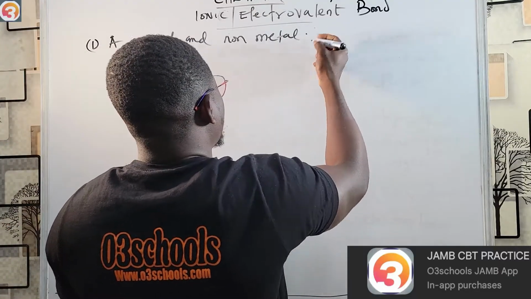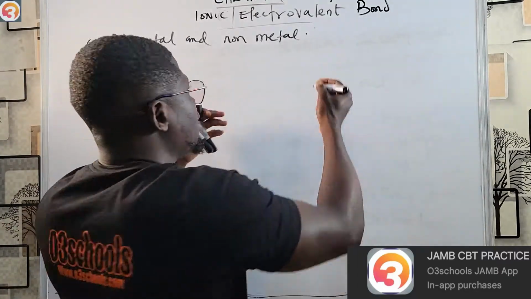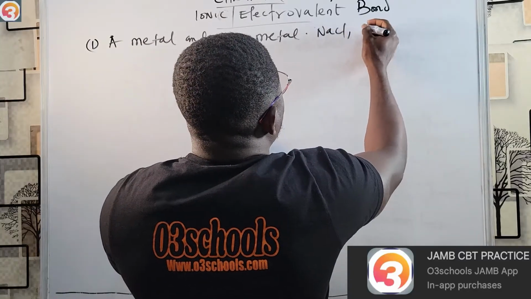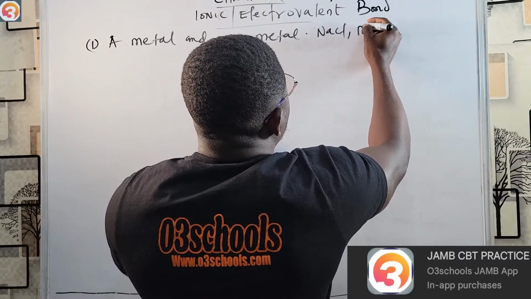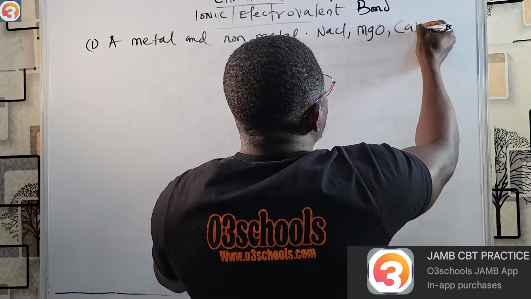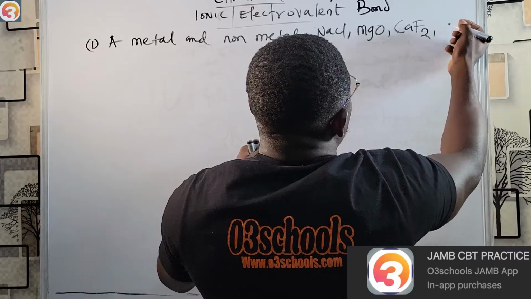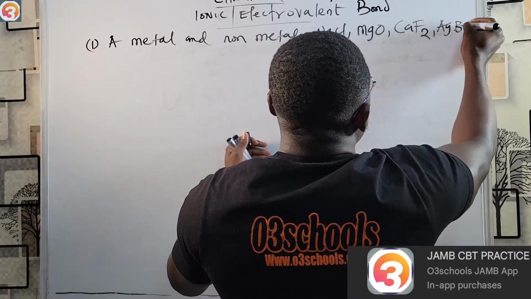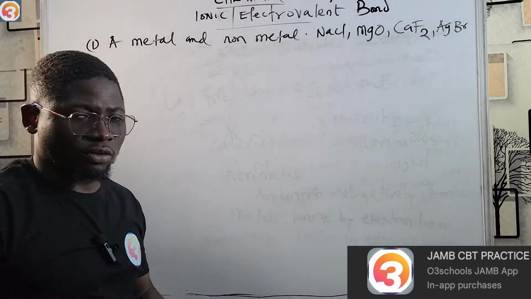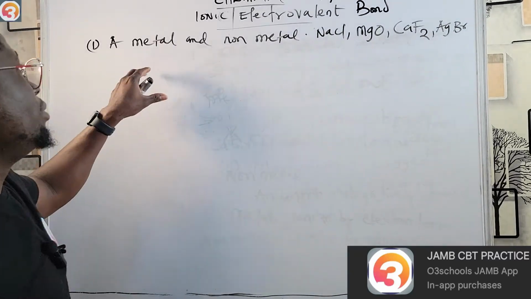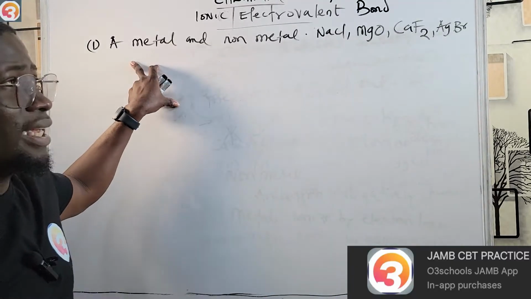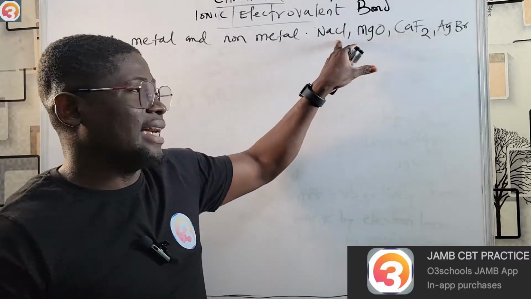Examples of electrovalent compounds will be sodium chloride, of course. We are going to have magnesium oxide, calcium fluoride, and silver bromide. These are examples of electrovalent compounds. They occur between a metal and a non-metal. Electrovalent bonds exist between a metal and a non-metal.